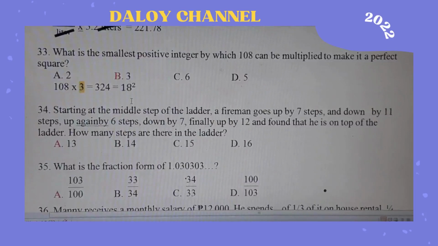Number 34. Starting in the middle step of the ladder, the fireman goes up by 7 steps and down by 11 steps. Up again by 6 steps, down by 7, finally up by 12, and found that he is on top of the ladder. How many steps are there in the ladder?